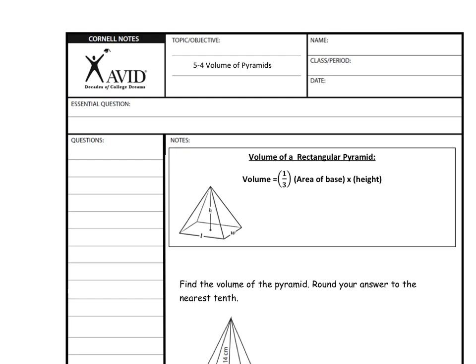So let's draw the base separate in this picture. So the base of this pyramid is a rectangle, and it shows that it has length and width. And since our formula says we have to find the area of the base, we have to remember that the area for a rectangle would be length times width.